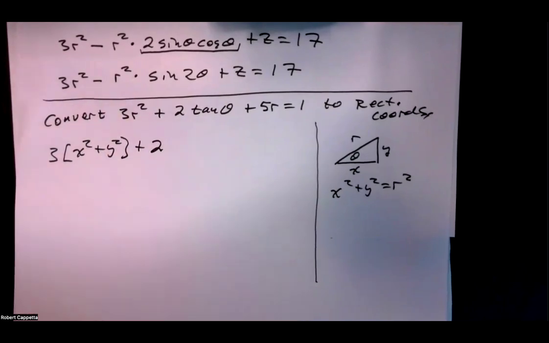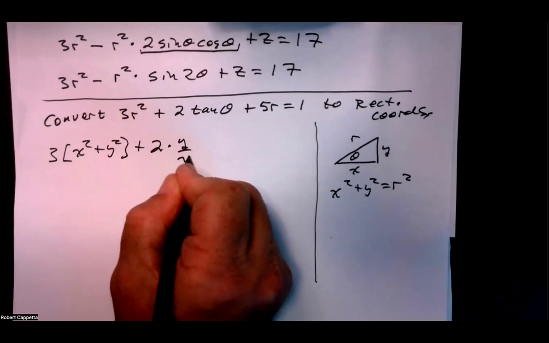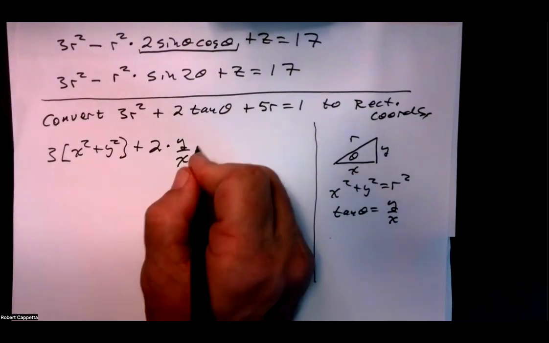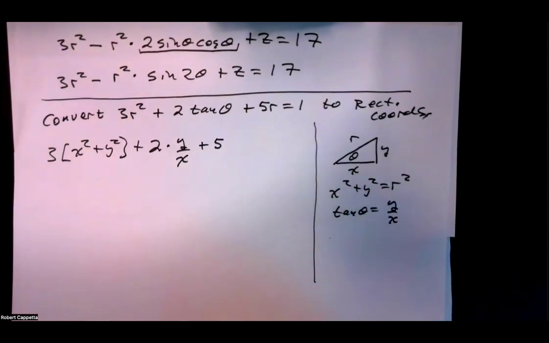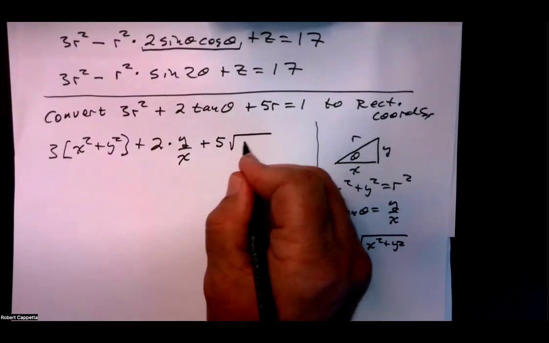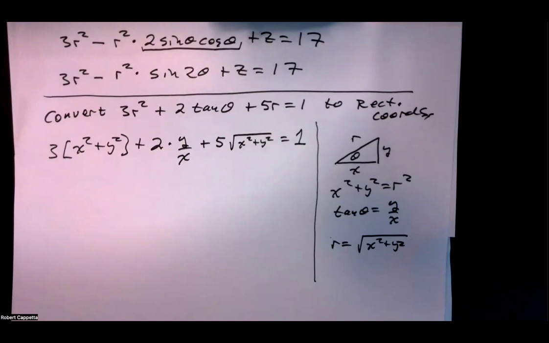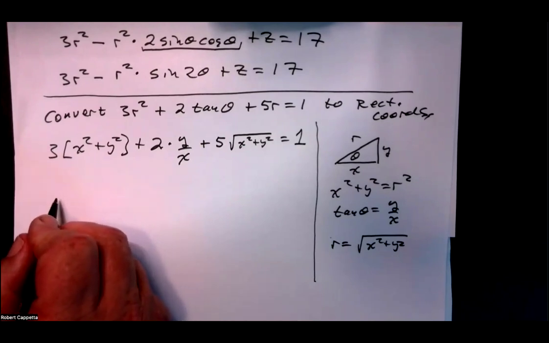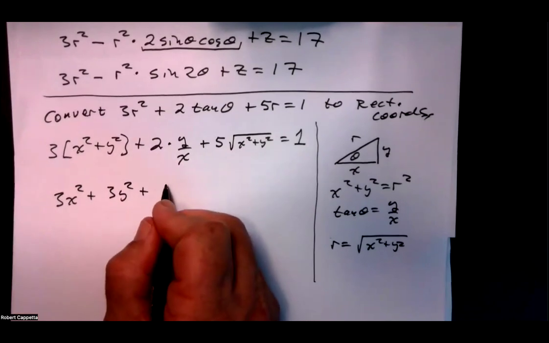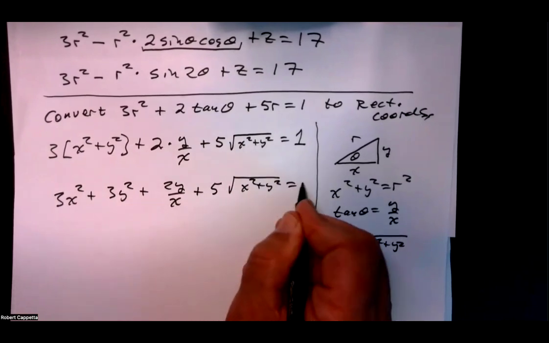Plus 2 tan theta. What is tangent of theta? Tangent of theta is opposite over adjacent, which is y over x. You can see that here. Plus 5r. What is r? Well, if x squared plus y squared is r squared, r is simply the square root of x squared plus y squared. Equals 1. And again, there's much you could do with this to make it look a little bit cleaner. But that is essentially what we're looking for. We've converted it to rectangular coordinates. Maybe I'll at least do a little bit of distributive property here. 3x squared plus 3y squared plus 2y over x plus 5 times the square root of x squared plus y squared equals 1.